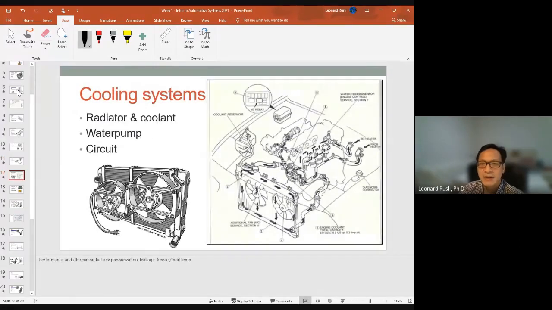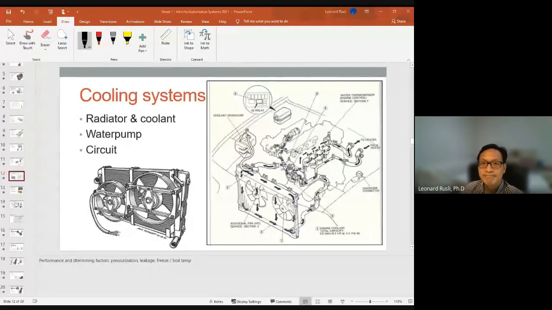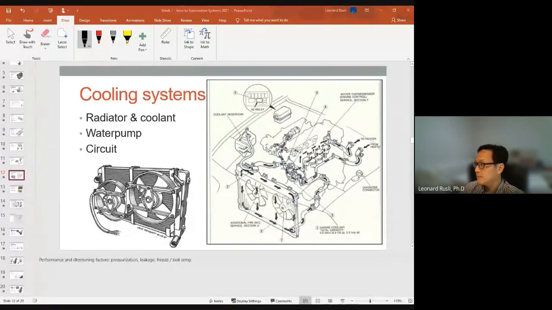cooling systems. Basically, you run water lines along your engines and then pass it through the radiator.